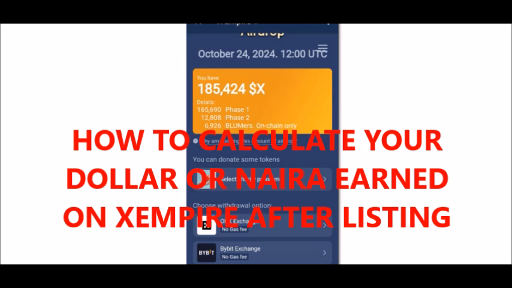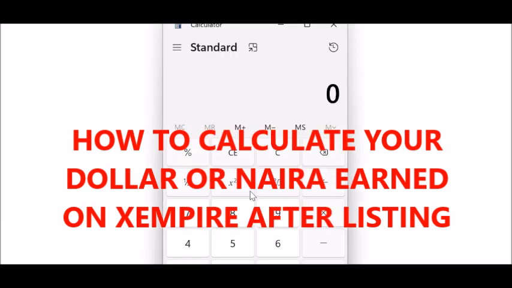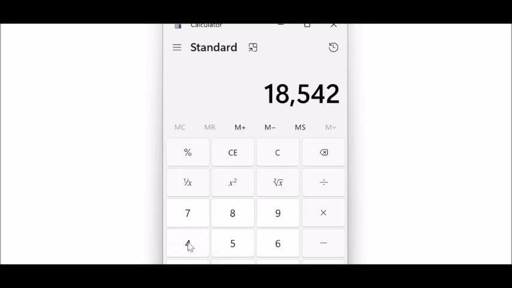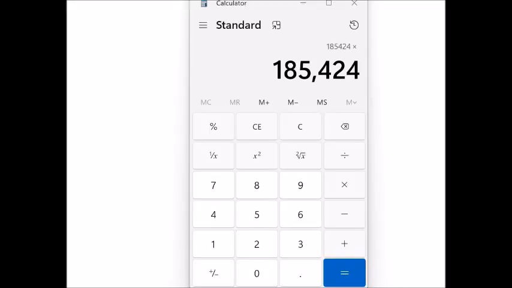Now, let's assume that what they are going to list for is not this value. Let me go back. What she has is 185,424. So I go back to my calculator and type 185,424. Then we multiply this by, let's assume they are listing for 0.05. I've shown you the calculation if Xempire is listing for 0.5. Now let's assume they are listing for 0.05.